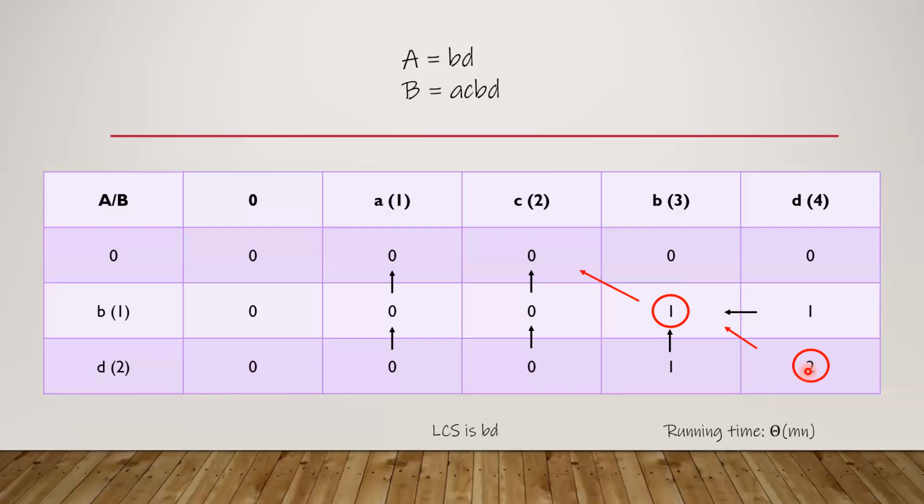To find out the longest common subsequence, we have to follow arrows diagonally, which we can notice in this matrix. Tracing back, we get BD, which is our longest common subsequence.